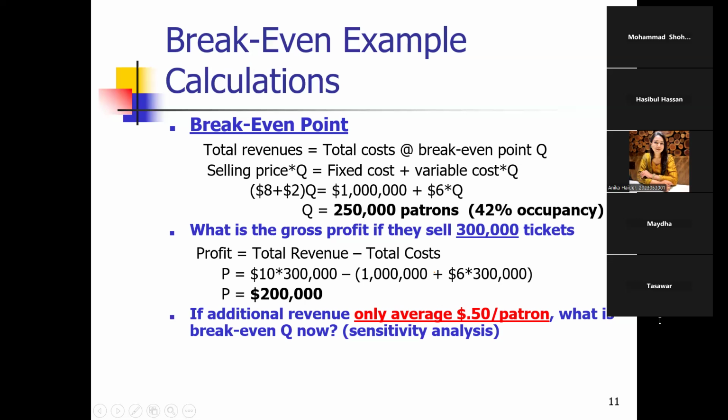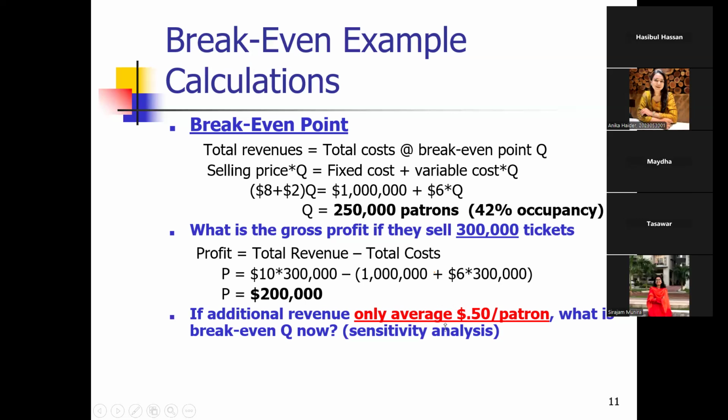Maybe Anika can calculate. Anika, are you here? Can you calculate the break-even quantity when the sales price will be 10 plus 0.5, 10 and a half? What will be the break-even quantity? Can you try the same thing you applied here? Ticket price plus additional revenue 0.5. What will be the number of break-even patrons?